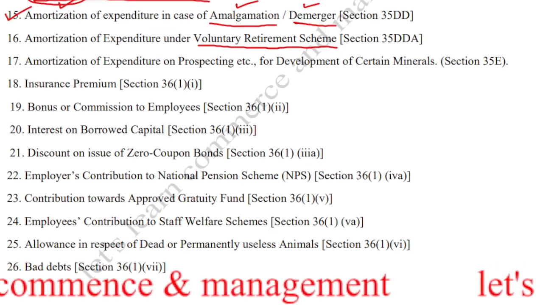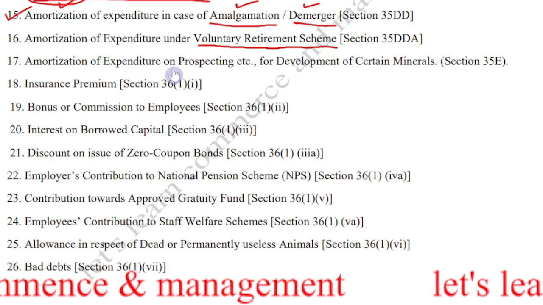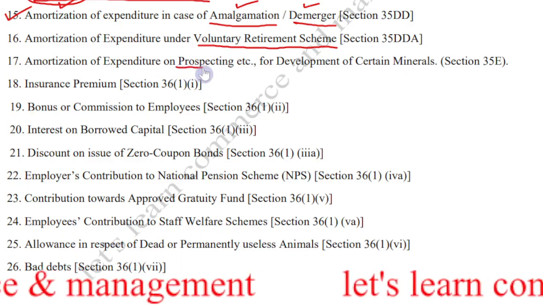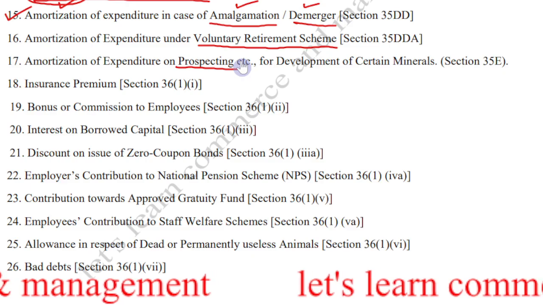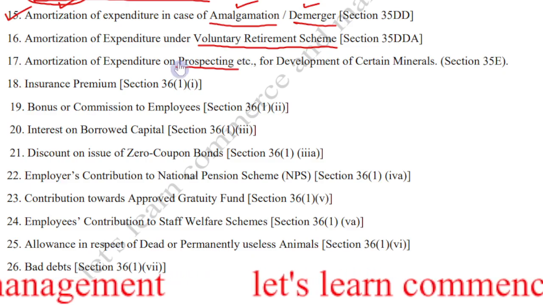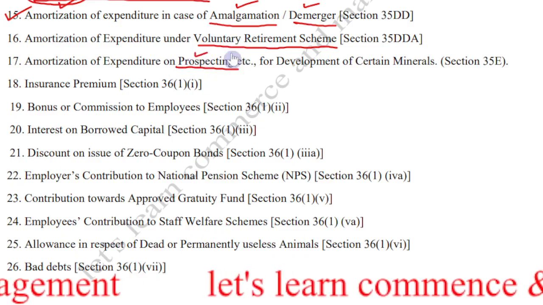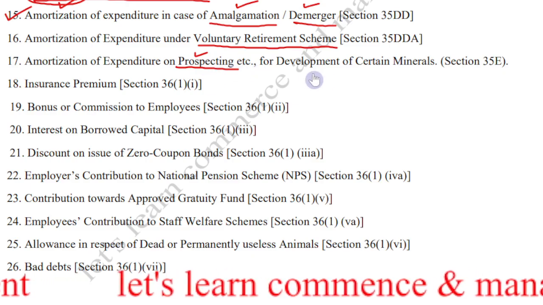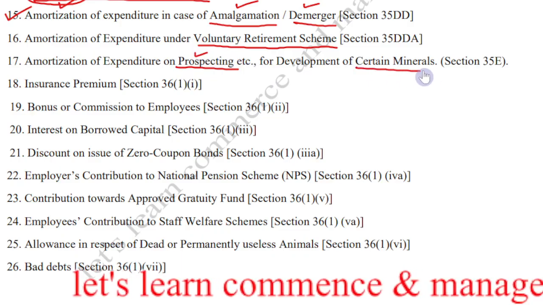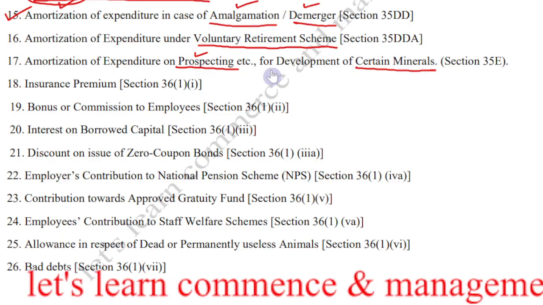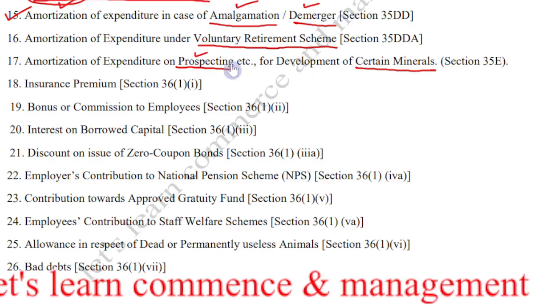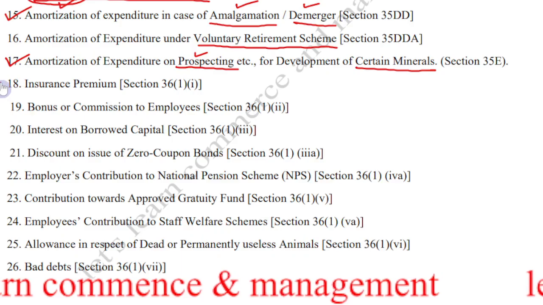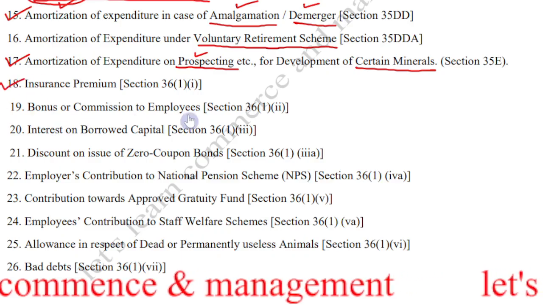Okay, next we have amortization of expenditure on prospecting. What is prospecting? Identifying specific customers. So if you are going to identify specific customers for your products, that is called prospecting. For the development of certain minerals, if any expense is made and it is amortized, then that is also a deductible expense. Next we have insurance premium, bonus or commission to employees.